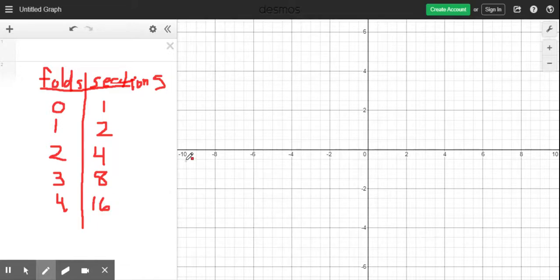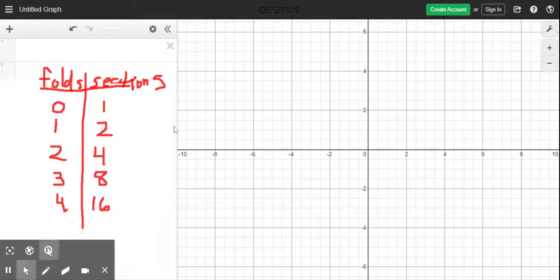Now I'd like you to think about, does anybody see a pattern? Could we extend the table even farther just from the pattern without having to fold the paper again and again and again? Okay, so I see that somebody noticed that it's ×2 sections on each fold. So I can agree with that.